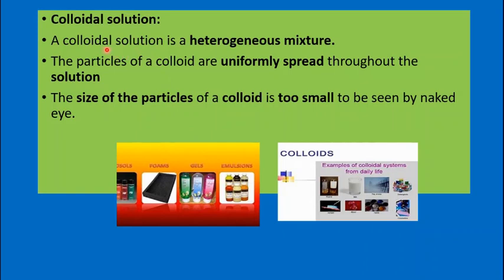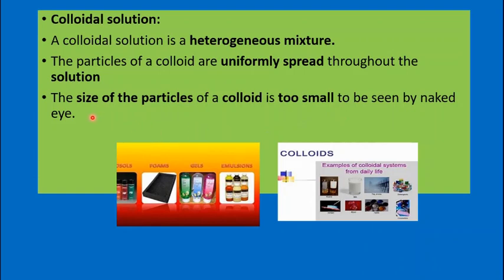The third kind of mixture which we are going to learn is the colloid, or colloidal solution. A colloidal solution is also a heterogeneous mixture. So a solution is a homogeneous mixture, a suspension is a heterogeneous mixture, and a colloidal solution is a heterogeneous mixture. The particles of a colloid are uniformly spread throughout the solution. It is like jelly, face wash, jam, or sauce. All are examples of colloidal solutions. Different creams which we use in our house, or a drop of milk in water, are also colloidal solutions. The size of the particles of a colloid is too small to be seen by the naked eye.